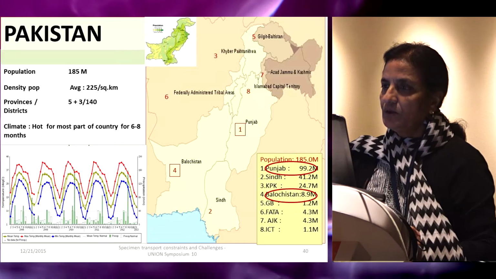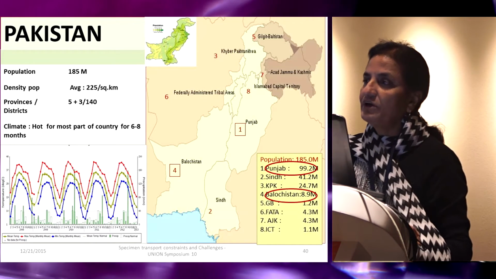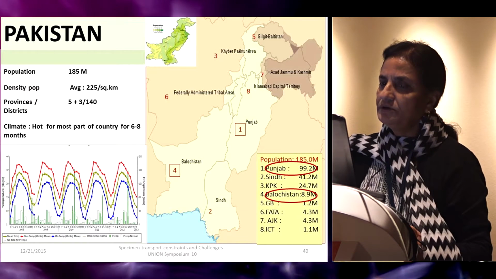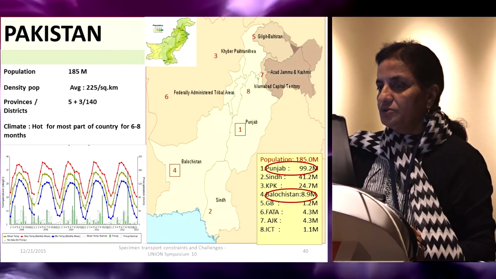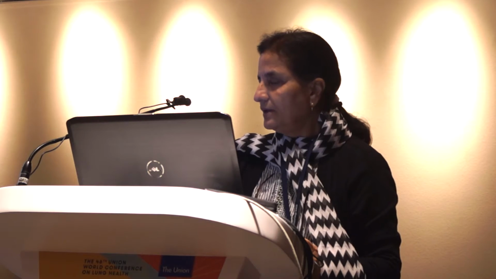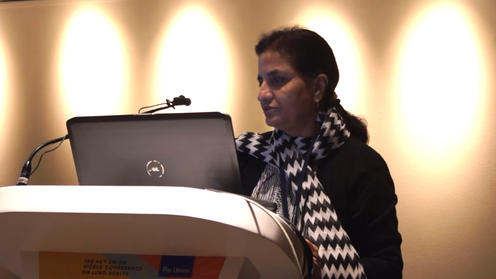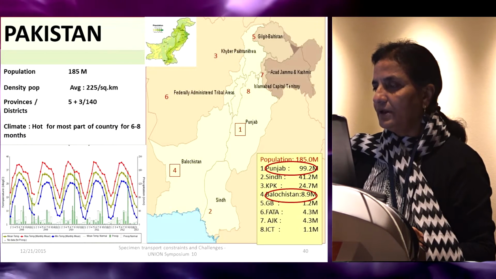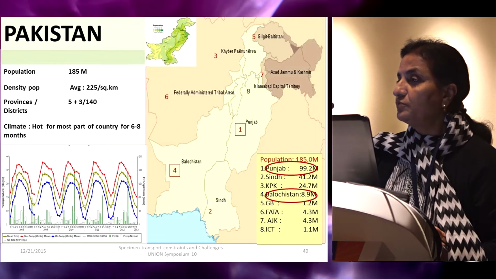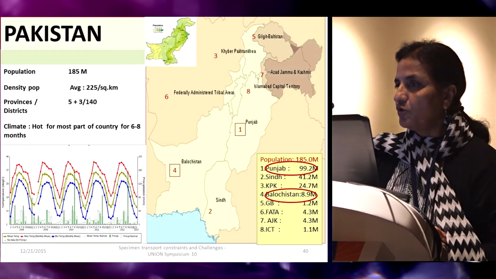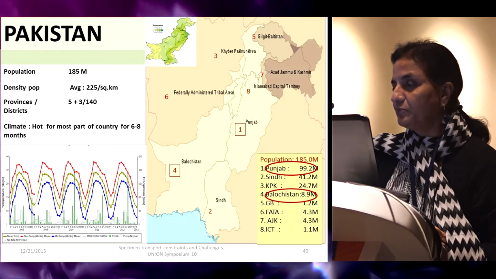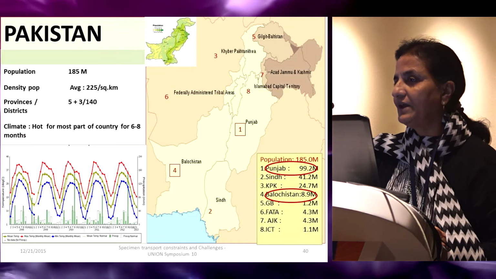So Pakistan is a country with a 185 million population, and it is divided into 5 provinces and 3 regions, and it has 140 districts. If you look at the map, on average we have 225 people per square kilometer, but it is not uniformly distributed throughout the country. If you look at province 1, which has a population of 99 million, in contrast to province 4, which has a larger surface area than province 1, but a population of only 8.9 million.